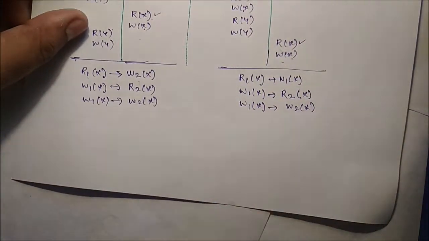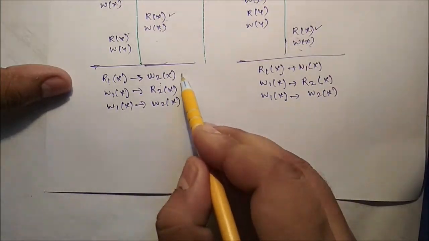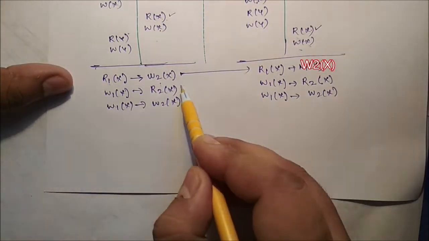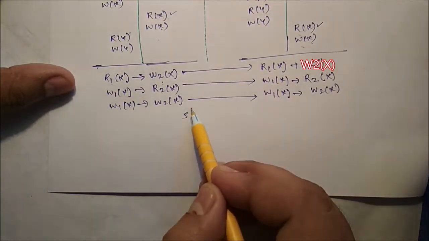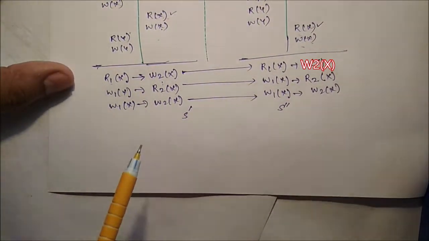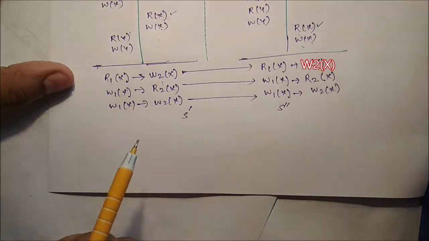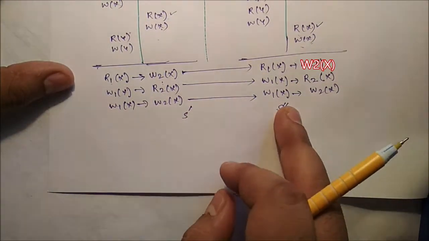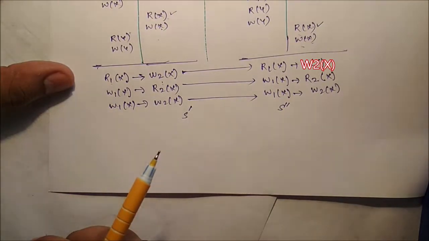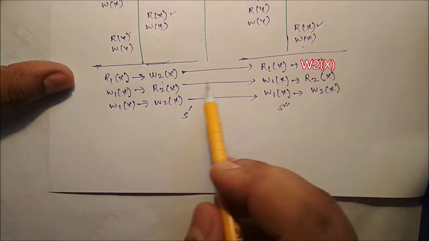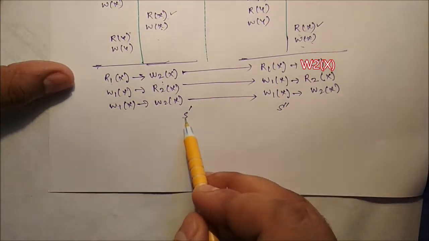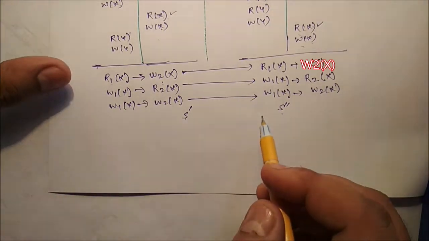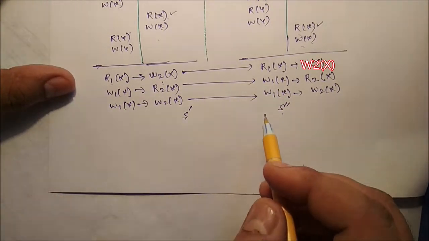Now if you compare these two, this is the same as this one. That means both the schedules S' and S'' have the same order. Hence we can say that S' and S'' are conflict equivalent schedules. The order is the same, the sequence of operations is the same, and the conflicting operations are the same. Hence S' and S'' both are conflict equivalent schedules.